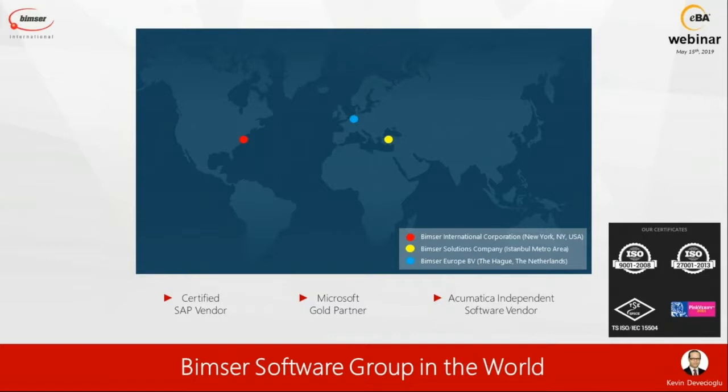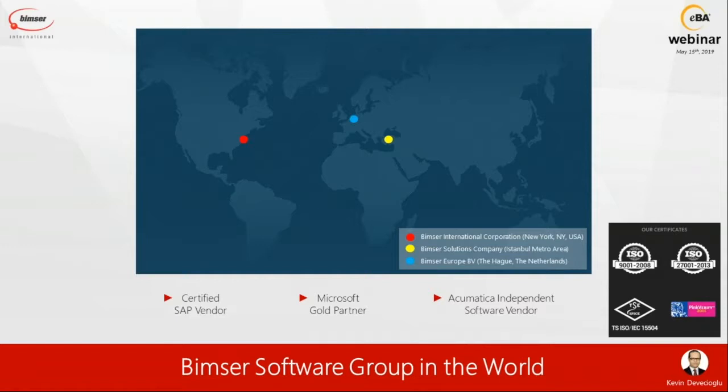We are a group of companies. Our global headquarters is in the Istanbul metro area. We have another company in Europe called Bimser Europe for our European operations. And Bimser International is based in New York. As a group, we are about 160 people. We are a growing organization. We work day and night to improve our products and help organizations transform themselves digitally and simplify their processes.